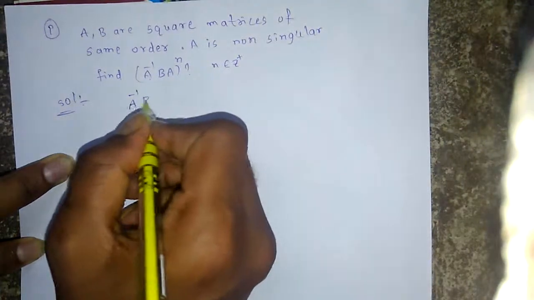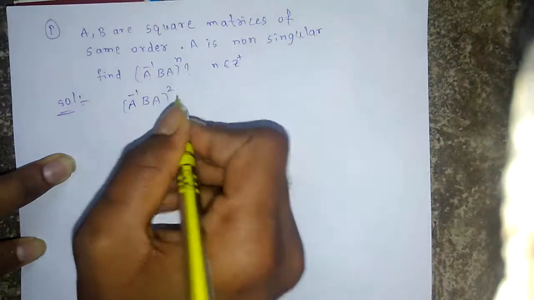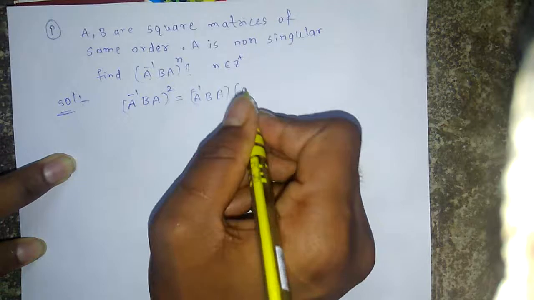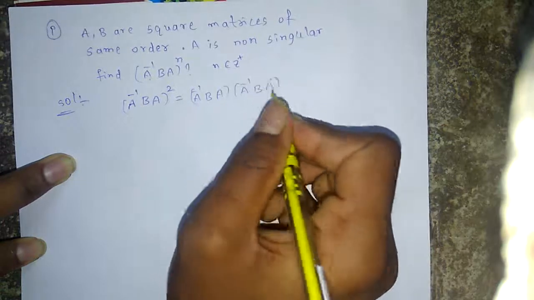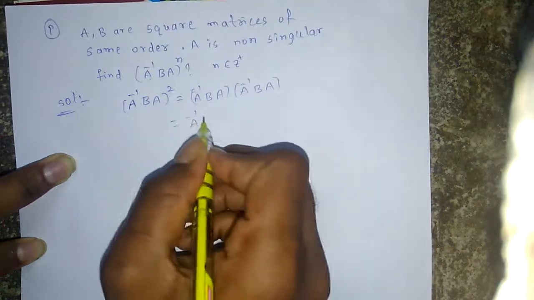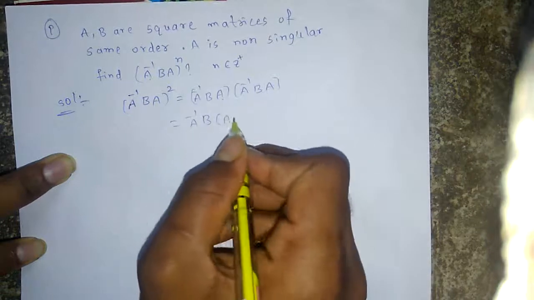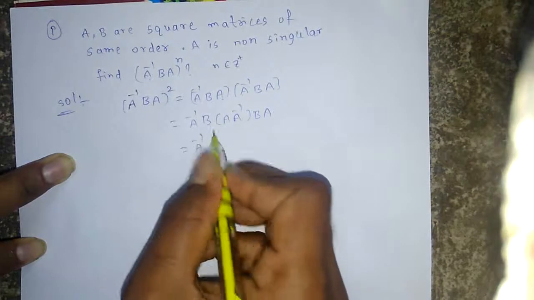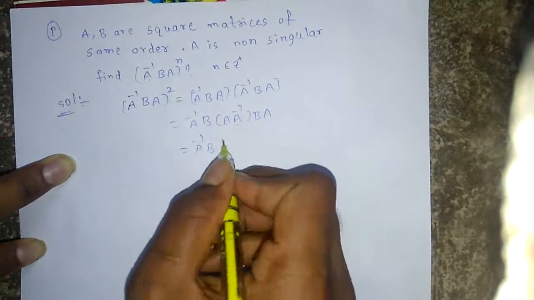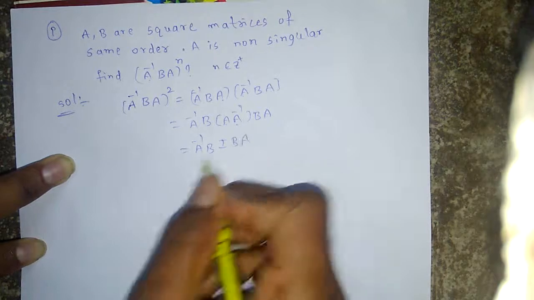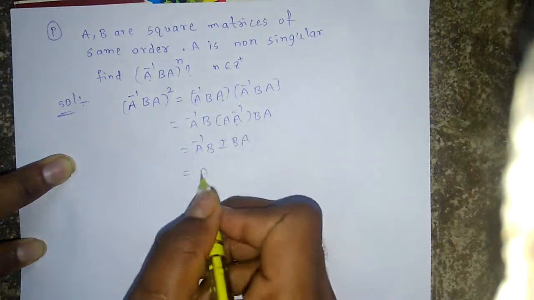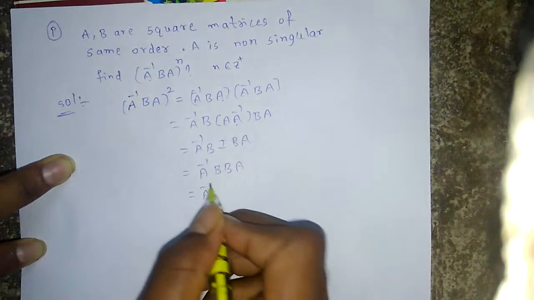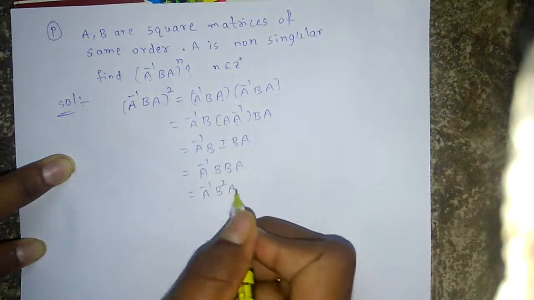For that, let us find A inverse BA whole square. So that is A inverse BA into A inverse BA. Here we can join A into A inverse, which is I. A inverse B into I into BA, I into B is again B. Now B into B is B square. So A inverse BA whole square is A inverse B square A.